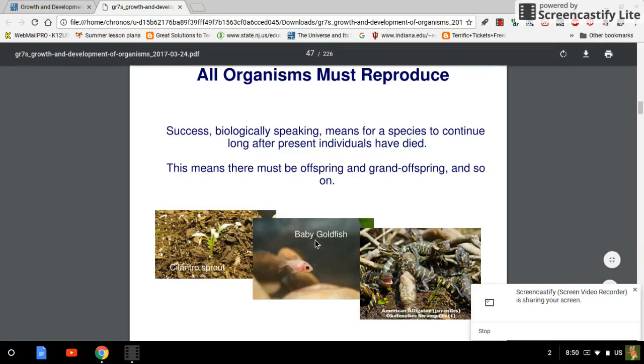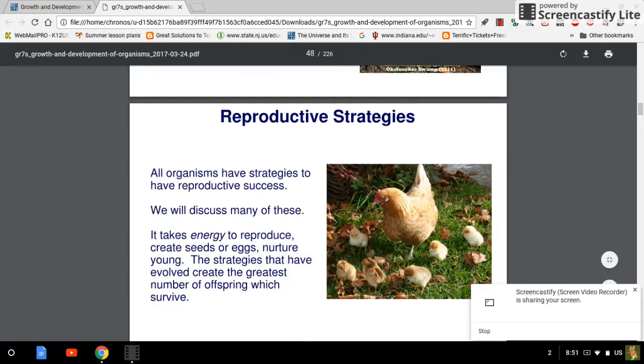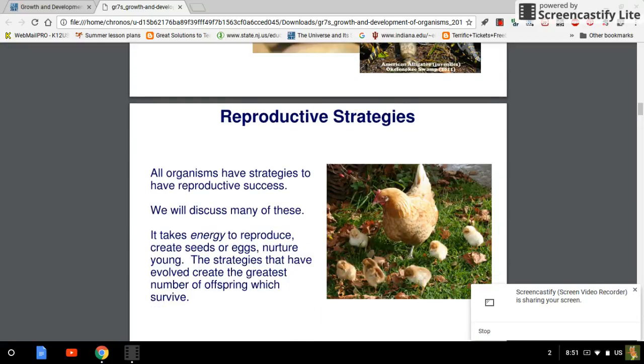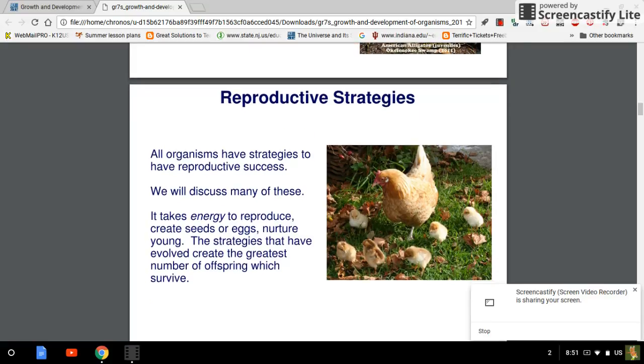Some examples of that would be cilantro, which is an herb, baby goldfish, and those are some baby alligators. So there are different reproductive strategies that help this to happen. All organisms have strategies to have reproductive success. We will discuss many of these. It takes energy to reproduce, create seeds or eggs, nurture young. These strategies that have evolved create the greatest number of offspring which survive.